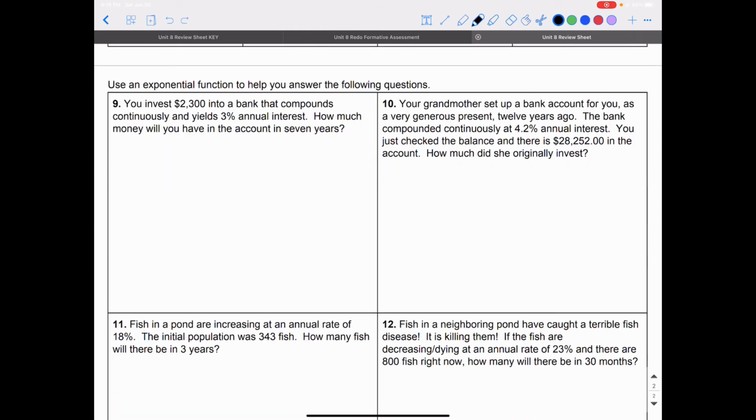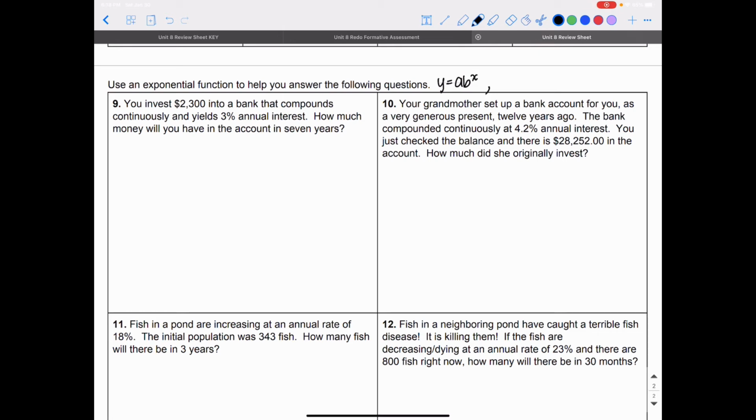All right, for number 9, this is a word problem. For these word problems, first thing I want you to do is decide between those three functions that we talked about for exponential growth. The first one is y is equal to a times b to the x power. That's the general form for exponential function.